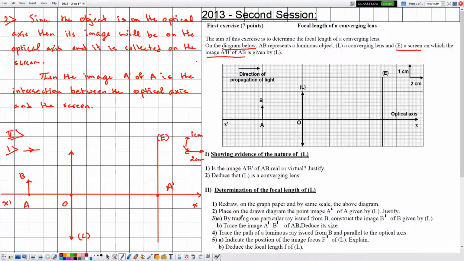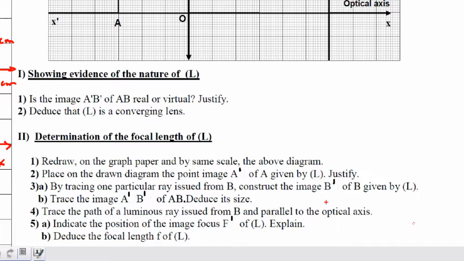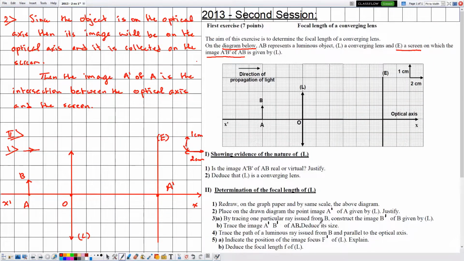Now in 3 part A, they are telling me by tracing one particular ray issued from B, construct the image B prime of B. And here the word construct means that we need to trace and justify at the same time. So by tracing one particular ray, we need to construct the image B prime of B. And because they told me construct, we need to trace this ray and justify it as well. And we need to trace the image B prime and justify it as well by using one particular ray.